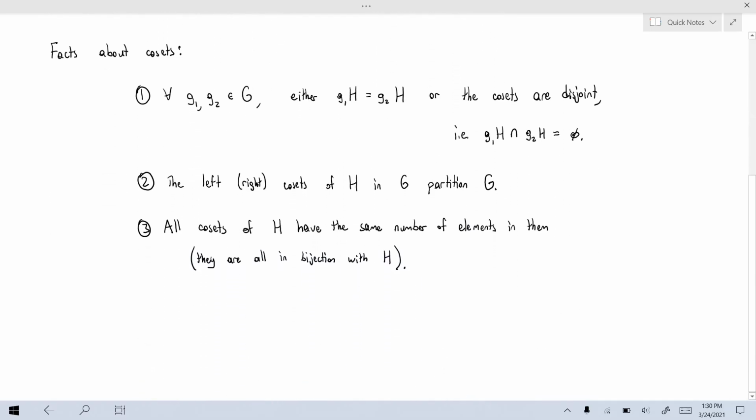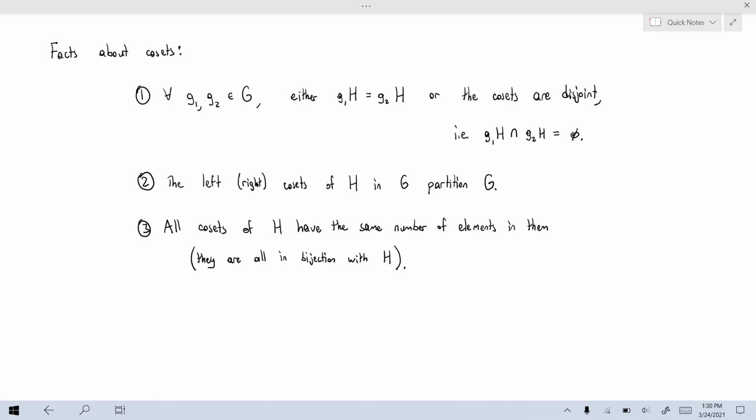Here I quickly summarize some facts about cosets. The first fact is that for any two elements g1 and g2 in the group, either the cosets g1H and g2H coincide, or the cosets are disjoint, meaning that their intersection is empty, they have nothing in common. Here I've stated this for left cosets, but the same is true for right cosets as well.